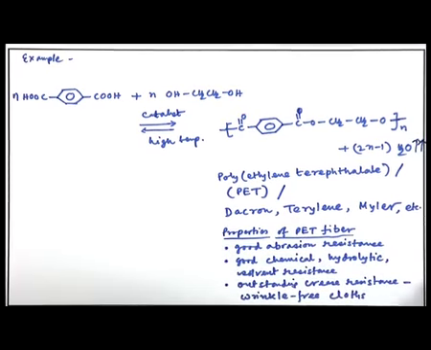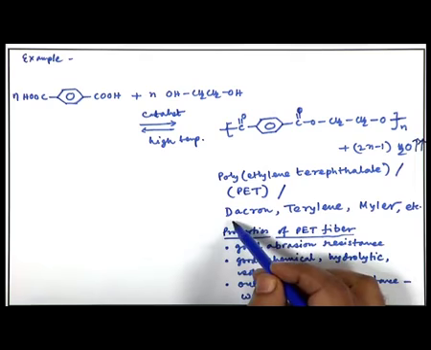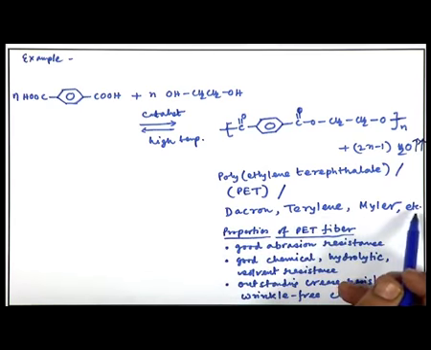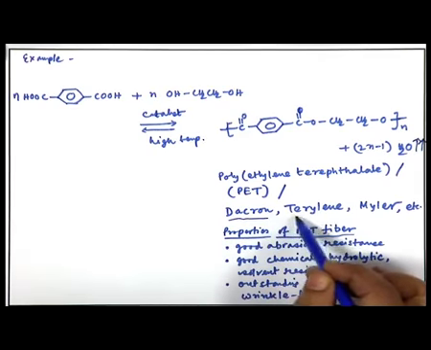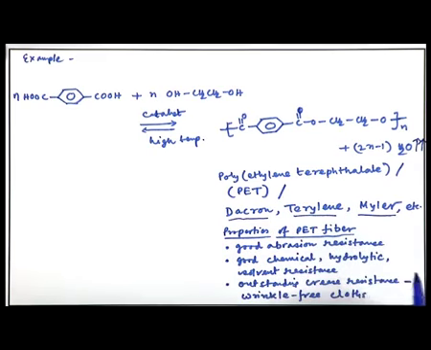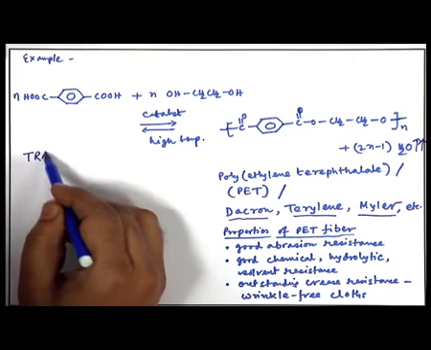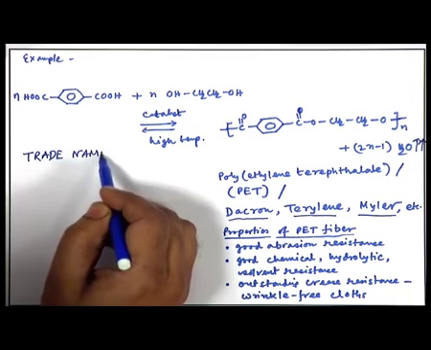Now, you will find in books or some texts that these are also named as Dacron, Terylene, Mylar, etc. Now, these are not the scientific names. These terms Dacron, Terylene, Mylar are what are called trade names. Now, what are trade names?